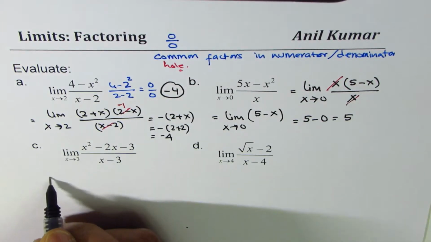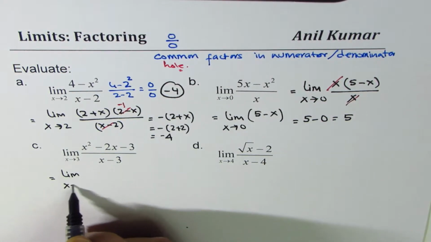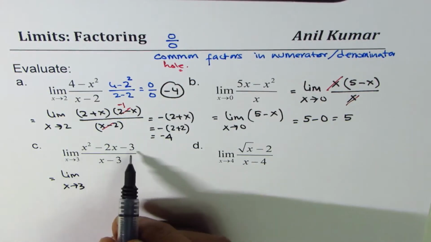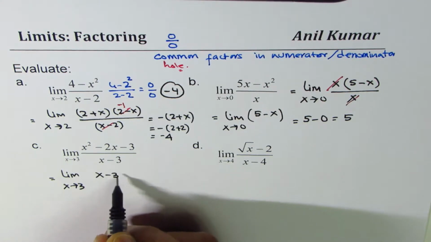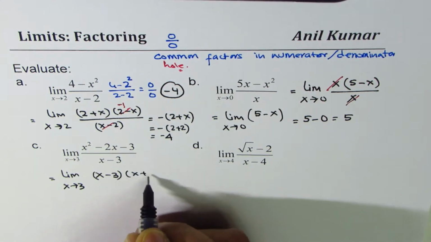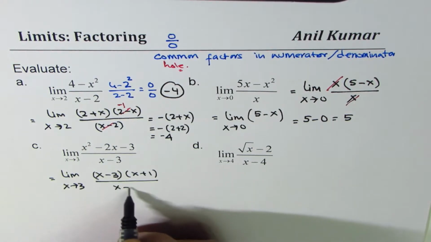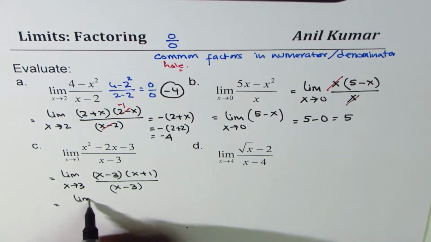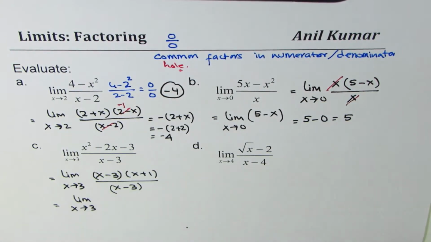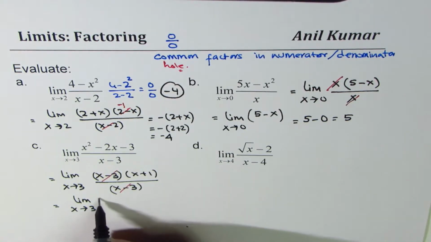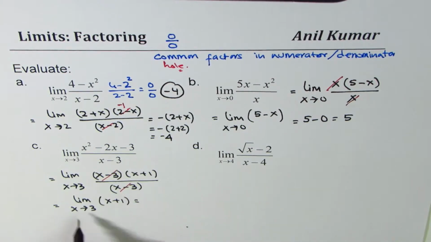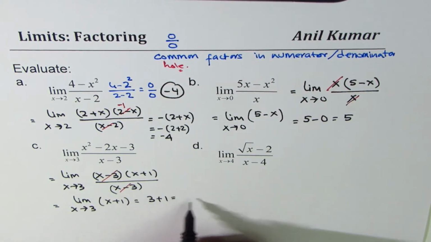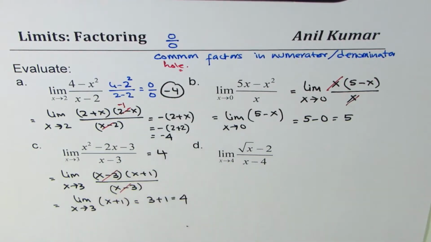Now let's do the next one. It is limit x approaches 3. Let's factor this. We are looking for product of minus 3 and sum of minus 2. So I could write this as x minus 3 times x plus 1 divided by x minus 3. Clearly we have a common factor as expected. Perfect. So cancelling this common factor, we get limit x approaches 3 for x plus 1. Now if I substitute 3 here, I get 3 plus 1, which is 4. So this limit is equal to 4.